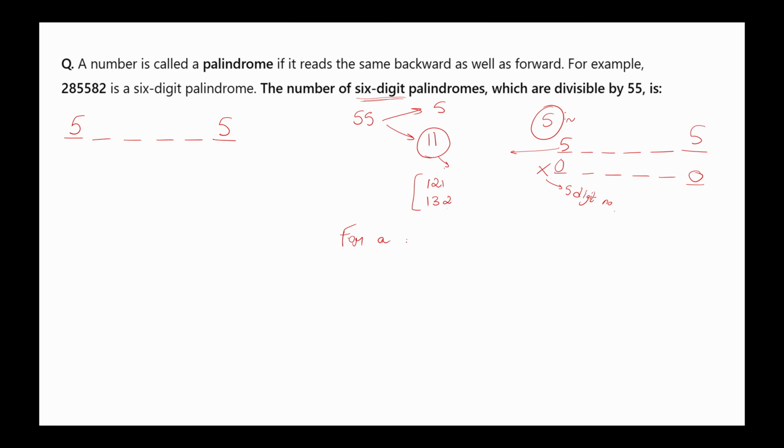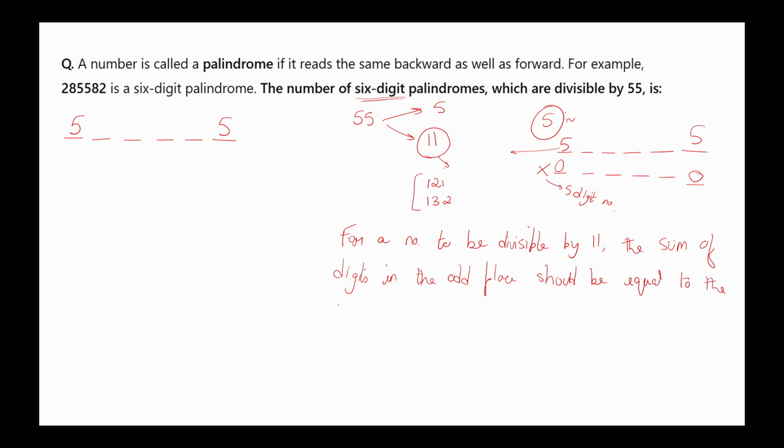For a number to be divisible by 11, the sum of digits in the odd place should be equal to the sum of digits in the even place.